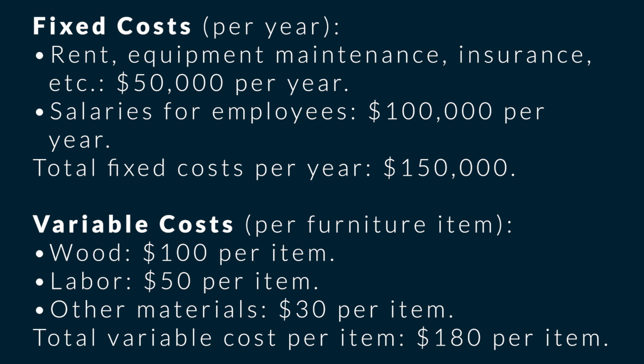Then you have variable cost per furniture. So wood, $100 per item, labor, $50, other materials, $30 per item. So the total variable cost is $180, but that is per whatever it is that they're producing. Then there is a question of how many of these things they are producing, so that they can find the total variable cost for everything.